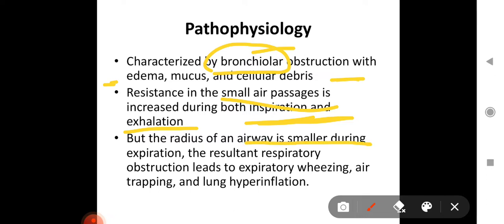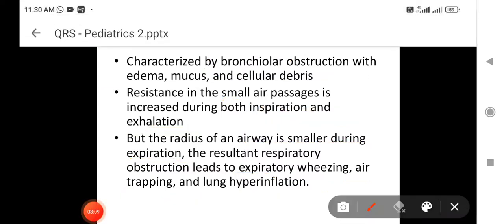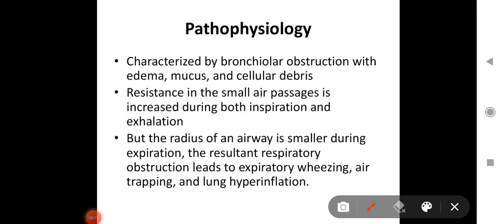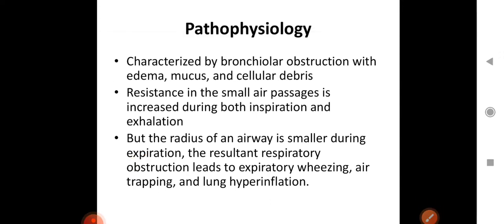So usually during expiration, the radius of the airway is smaller, and it leads to respiratory obstruction and leads to expiratory wheezing, air trapping, and lung hyperinflation. So this can be a good viva question: in bronchiolitis, the air passage gets narrowed, and the increase in resistance is both during inspiration as well as exhalation. But then why is expiratory wheeze more common? Because the radius of an airway is smaller during expiration. So these are small conceptual physiological questions which take part in the pathophysiology of that particular disease.